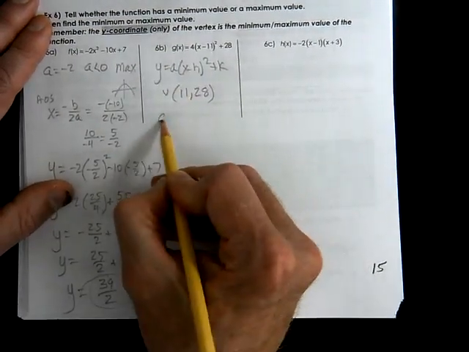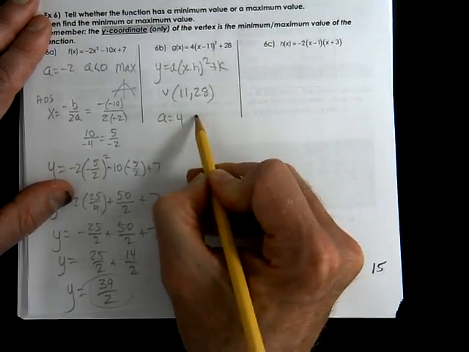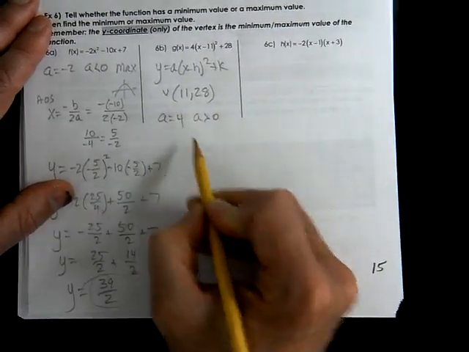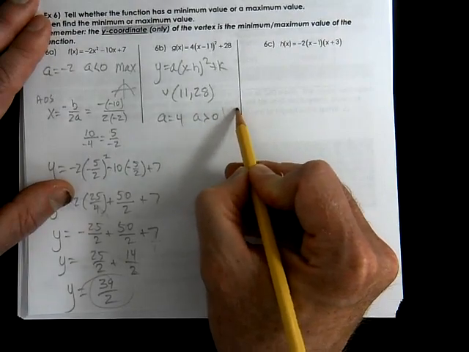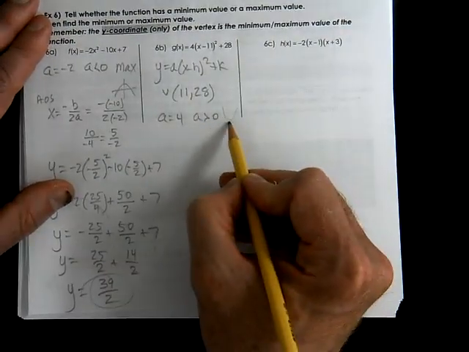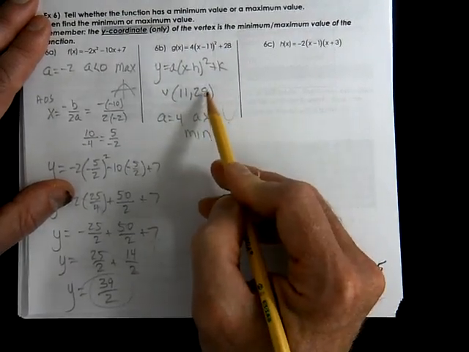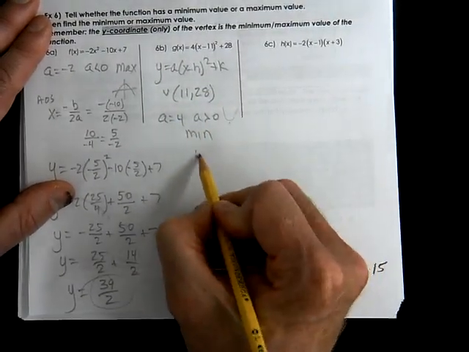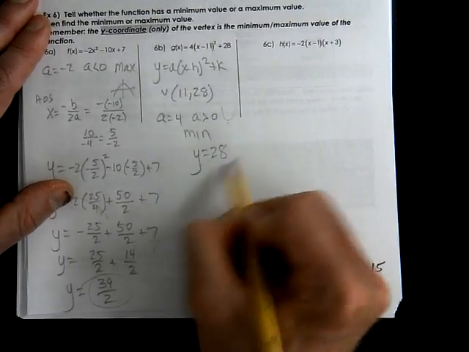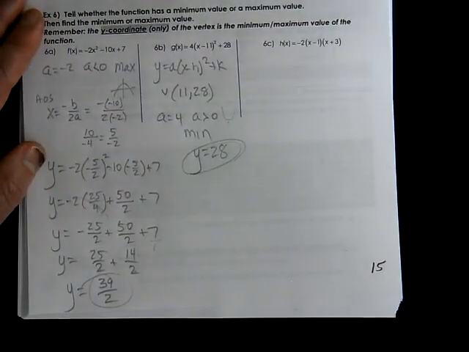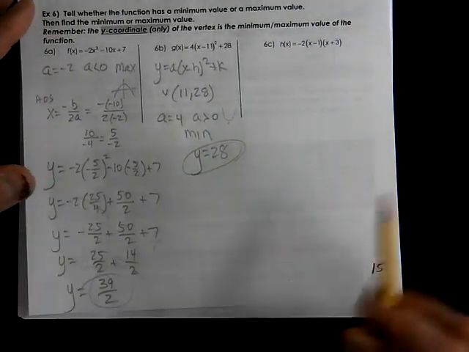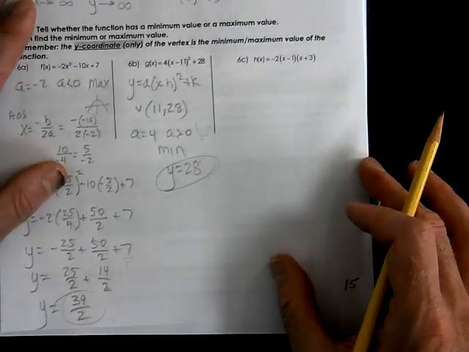We know that the a value is 4, which means it's a positive, so it's going to be opening upwards. So we have a minimum value. And that minimum value is going to be wherever this vertex is. y equals 28. So the minimum value is 28.